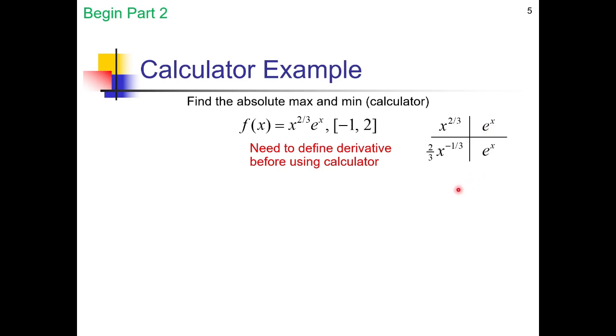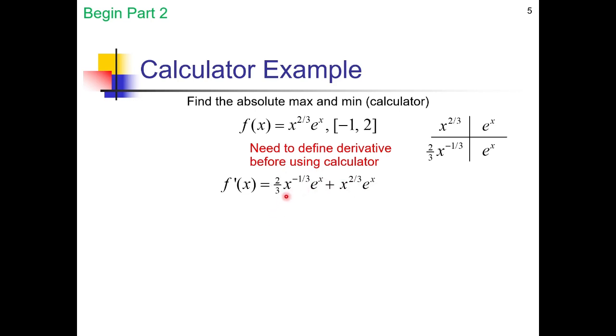So for my derivative, I'm going to use my ribbon here. I'm going to have 2/3 x to the negative 1/3 times e to the x. That's the u prime v part. And now for the u v prime, I'm going to have a plus x to the 2/3 times e to the x. So this whole thing is my f prime, my derivative.